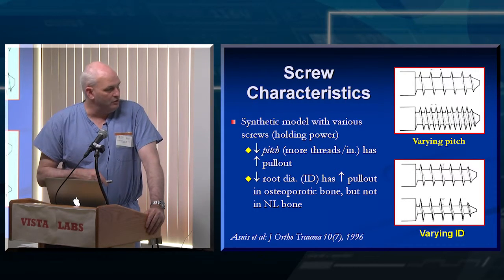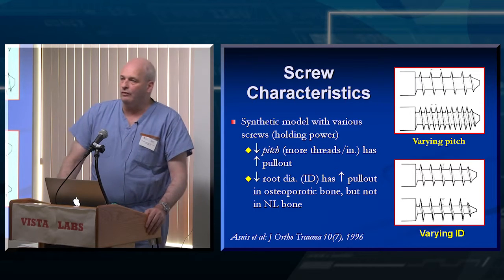So basically what happens is you have the space bigger, it grabs more bone. And as the minor diameter, the inner diameter of the screw, gets smaller, it allows more bone to be gripped, but it makes the screw substantially weaker. And these are some of the trade-offs that are made.